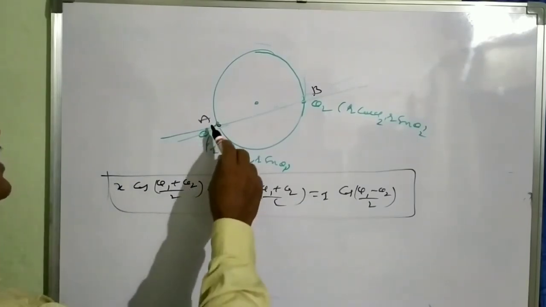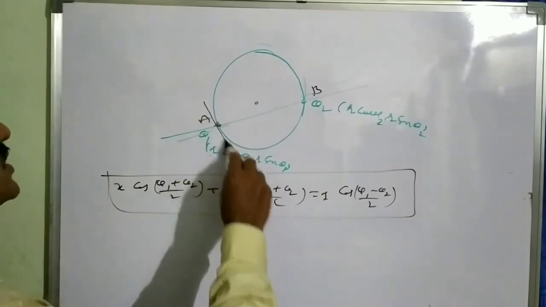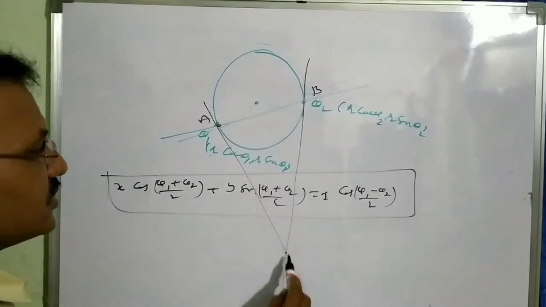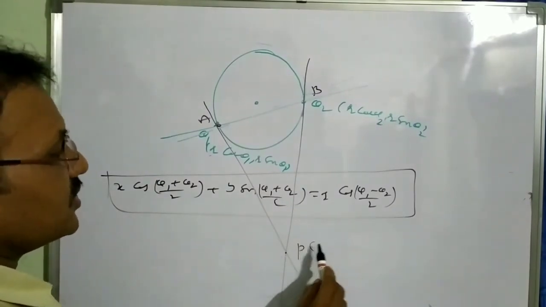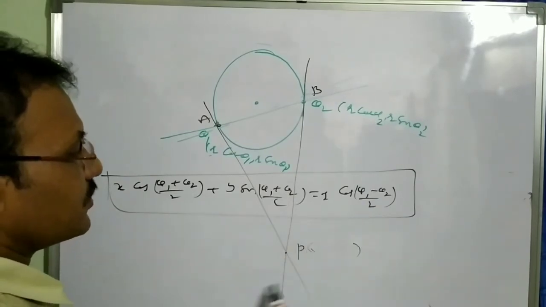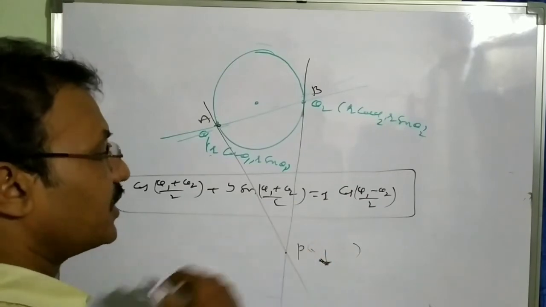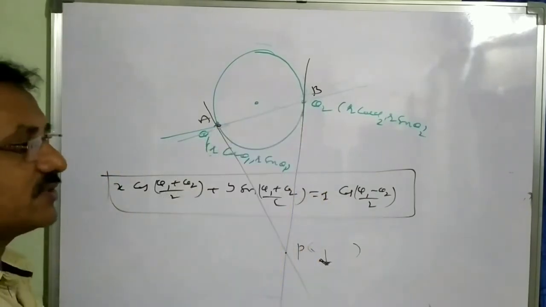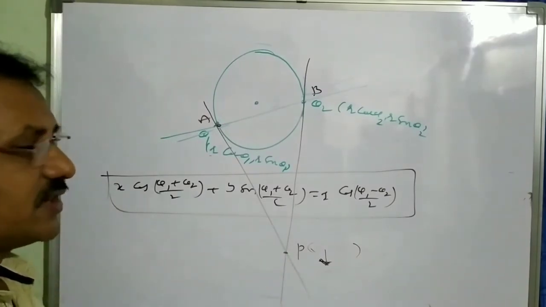Suppose a tangent is drawn at this point and a tangent is drawn at this point, and these 2 tangents are meeting at point P. We have to find the point of intersection of the 2 tangents drawn at the end points of the chord. It is very important to find this point. So how can you find this point?